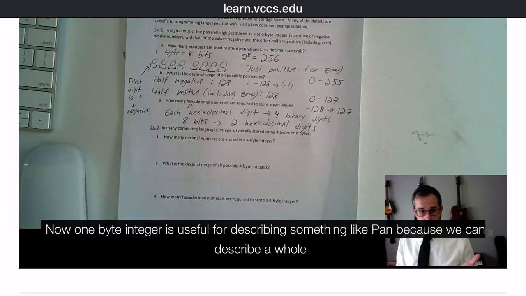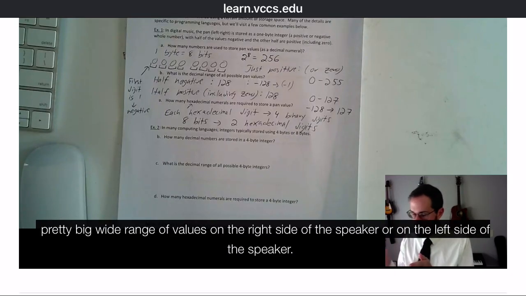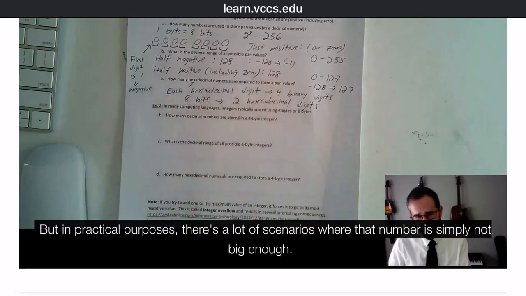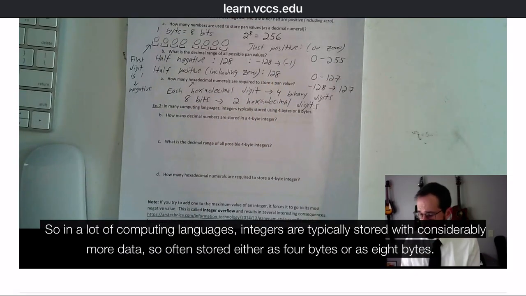Now, a 1-byte integer is useful for describing something like pan, because we can describe a pretty big wide range of values on the right side of the speaker or on the left side of the speaker. But in practical purposes, there's a lot of scenarios where that number is simply not big enough. So in a lot of computing languages, integers are typically stored with considerably more data, often stored either as 4 bytes or as 8 bytes.